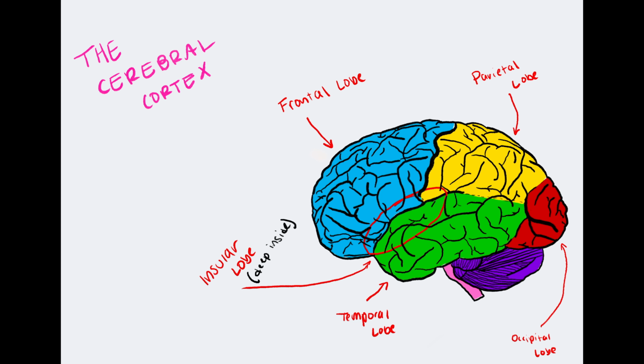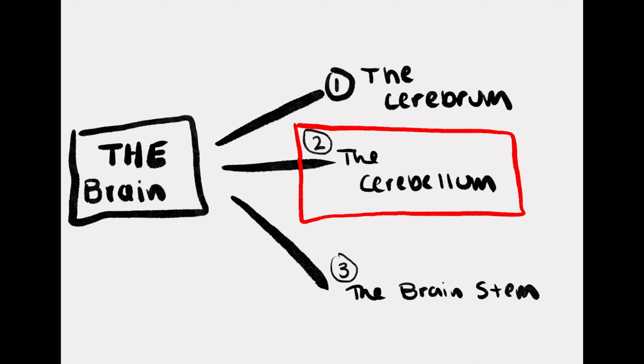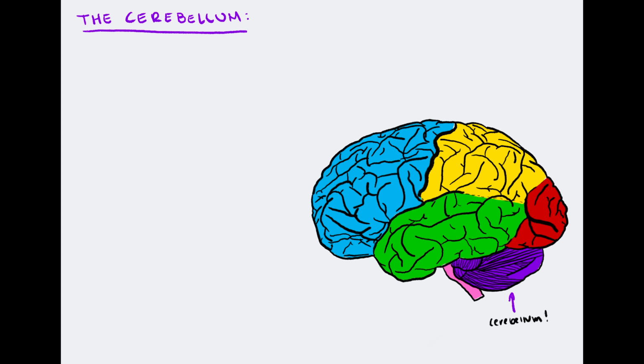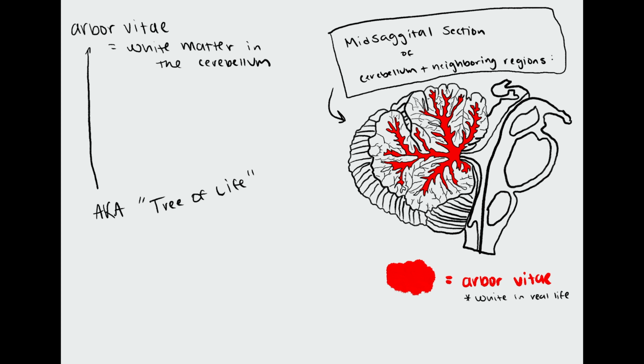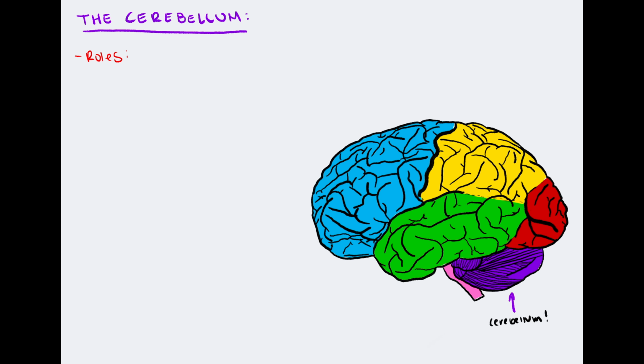Okay, so that's the overview on the cerebral cortex. Next division of the brain on the list is the cerebellum. The cerebellum is located between the cerebrum and brainstem and is one of the cutest regions in my opinion. The white matter in the cerebellum, referred to as the arbor vitae, makes it look like a little tree. In fact, arbor vitae in Latin means tree of life. How fitting is that? The cerebellum's main responsibility is movement.